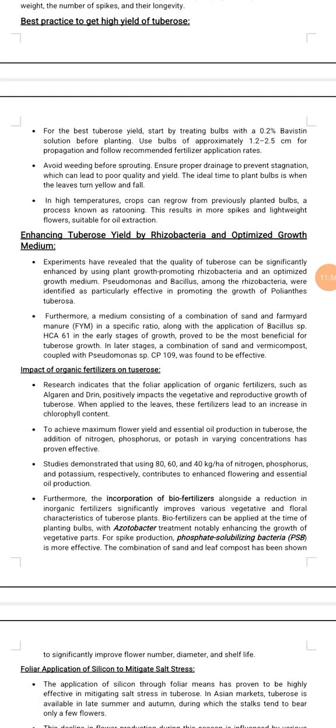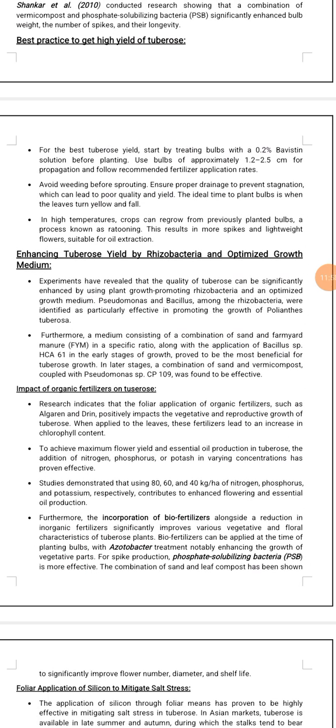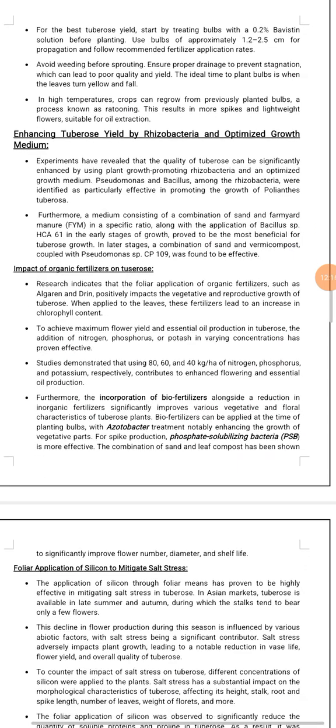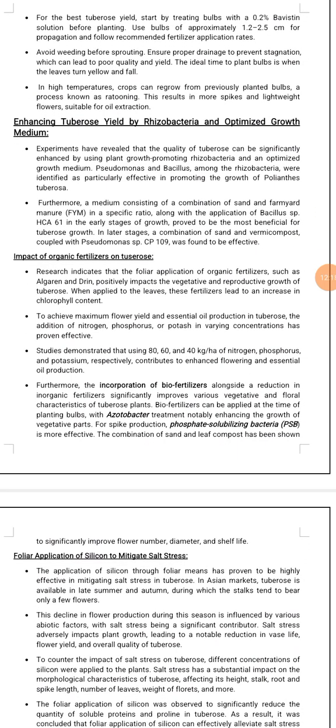What is the best practice to get the high yield of tuberose? For the best tuberose yield, start by treating the bulb with 0.2% Bavistin solution before planting. We have to immerse the bulbs in the 0.2% Bavistin solution. It will improve the growth and the flower production in the plant, enhancing tuberose yield, along with rhizobacterium.